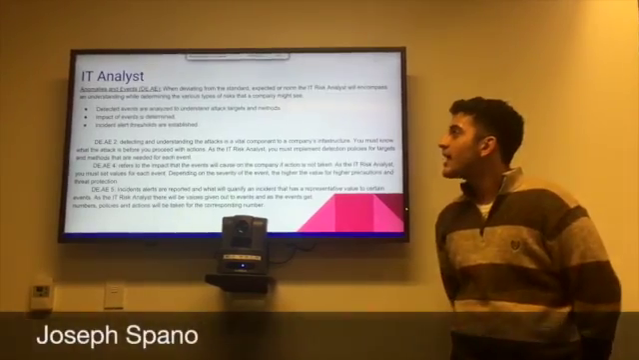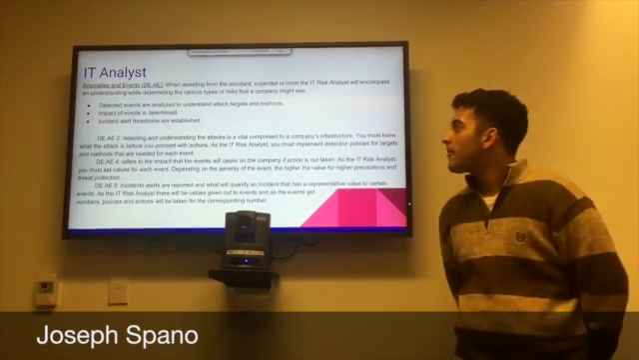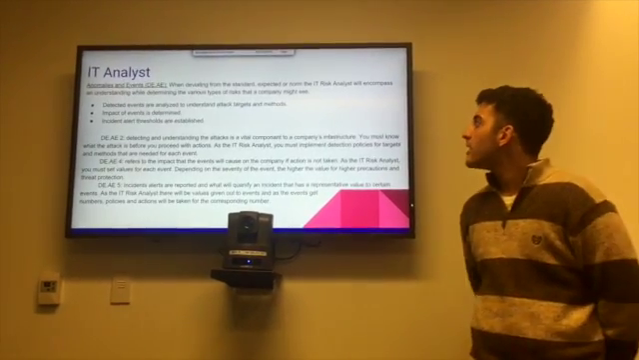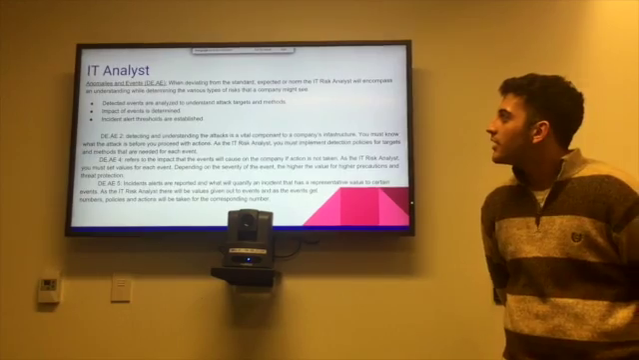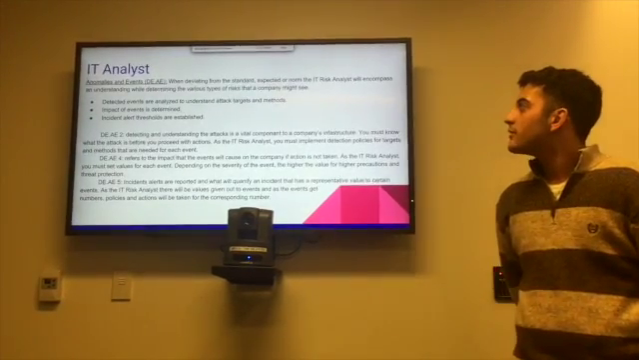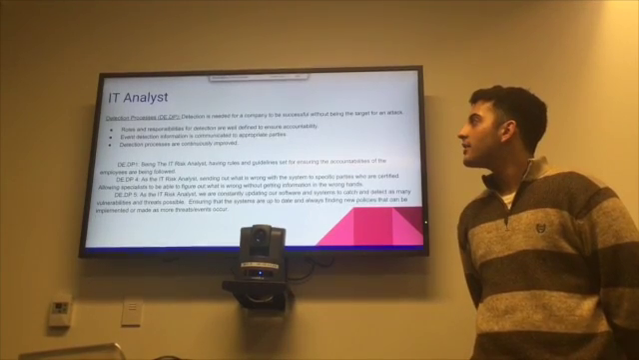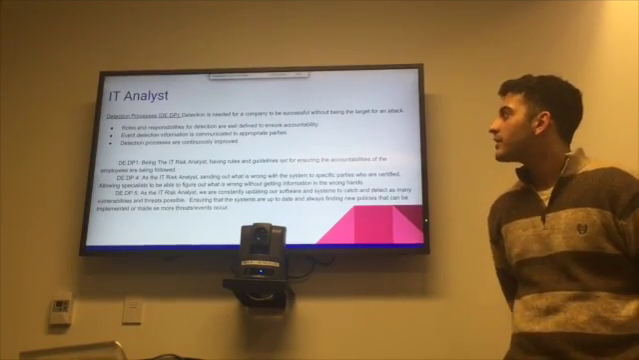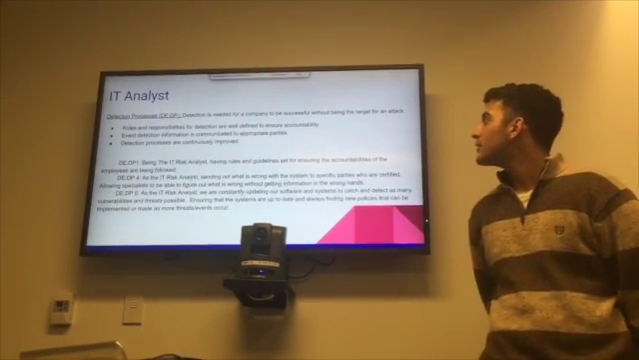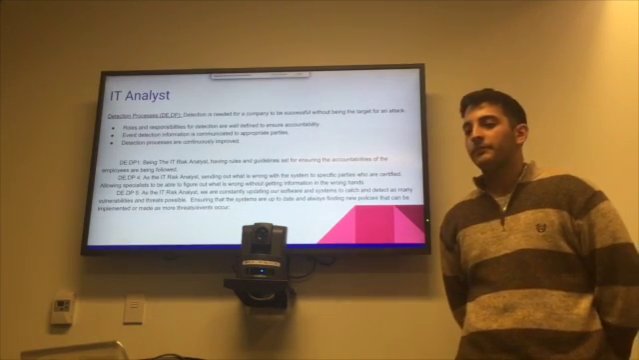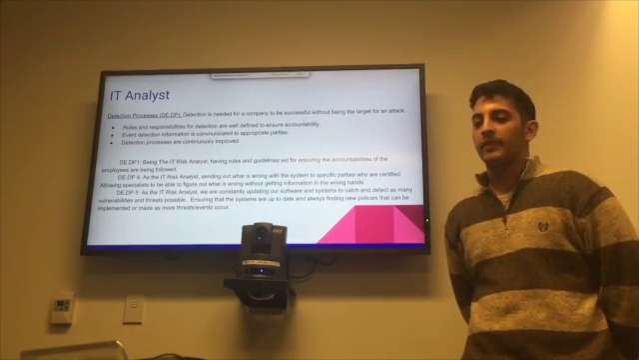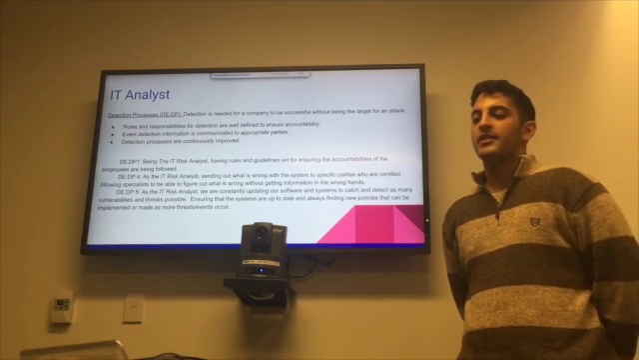As the IT risk analyst, anomalies and events. When deviating from the standard, the IT risk analyst will encompass an understanding while determining the various types of risk that a company might see. Also, for the IT analyst, detection processes. Detection is needed for a company to be successful without being a target for attack. Roles and responsibilities. Event detection information and detection processes.